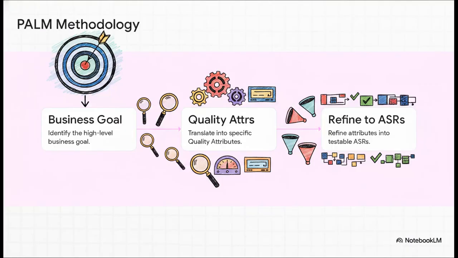Okay, Section 3, converting goals to ASRs. This is the absolute core of our explainer. Let's get hands-on and translate some abstract desires into concrete blueprints using that PALM methodology. It's a three-step process. Step 1, identify the high-level business goal. Step 2, translate that into specific quality attributes. And Step 3, refine those attributes into testable ASRs.